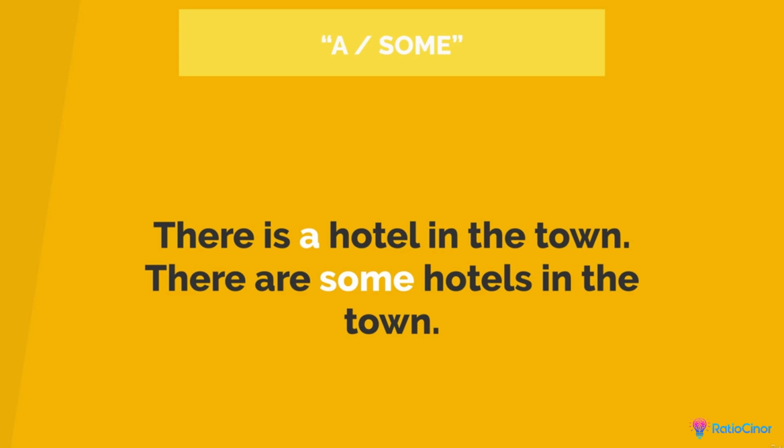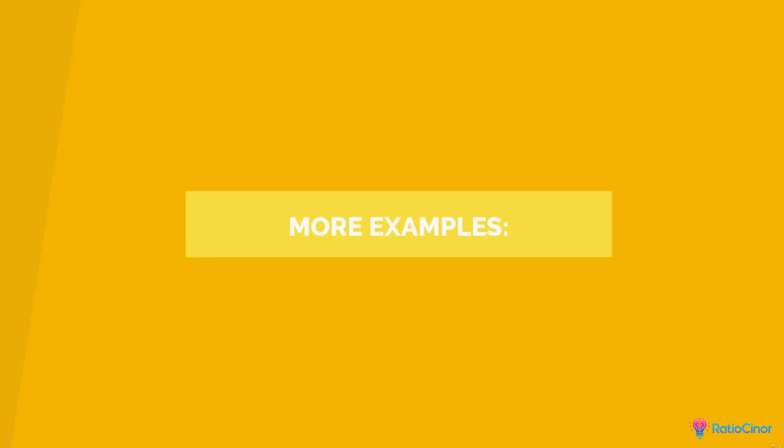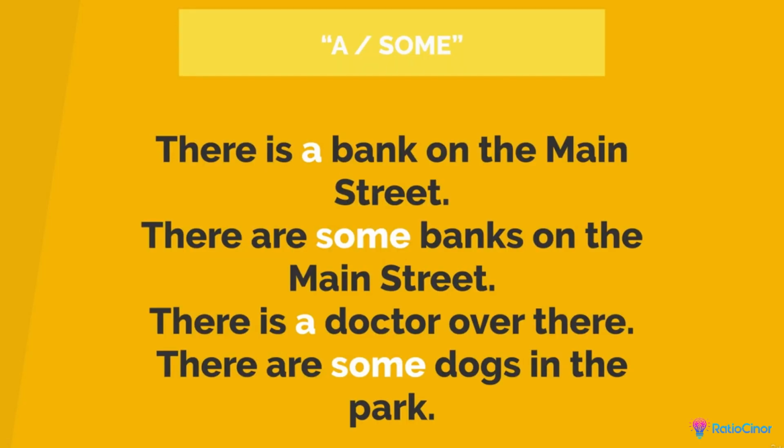There are some hotels in the town. Use some to talk about more than one thing. Hotel is plural. More examples. There is a bank on the main street. There are some banks on the main street. There is a doctor over there. There are some dogs in the park.